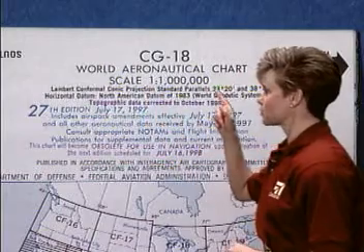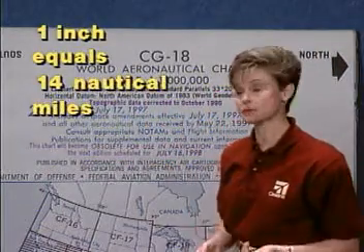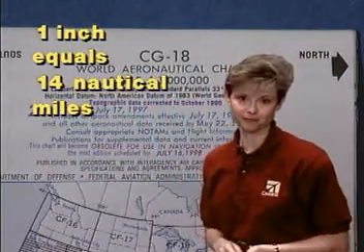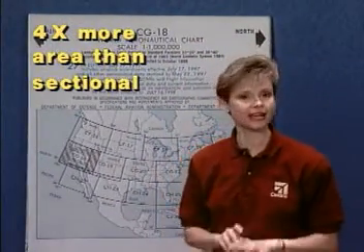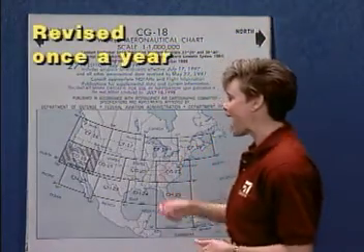Finally, the last VFR chart we will use is the World Aeronautical Chart, or WAC for short. The scale on these is 1 to 1 million, or 1 inch equals about 14 nautical miles. One WAC covers 4 times more area than a sectional and has much less detail. These charts are great to use when planning a long cross country. They are revised half as often as others, once a year.